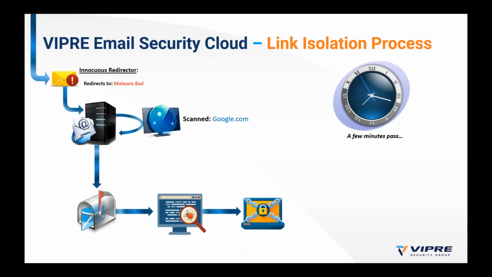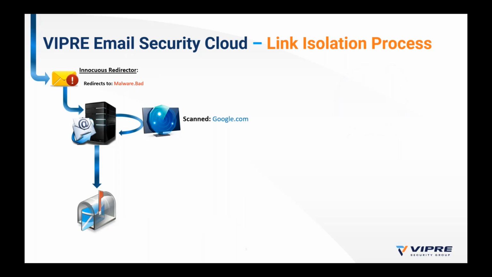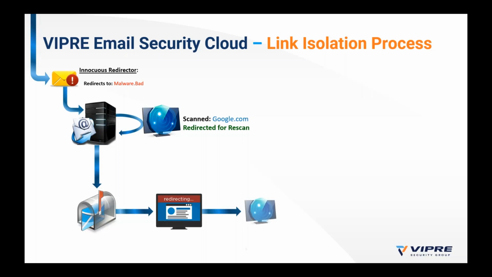However, the way link isolation works is when something's received, even if it initially looks good and looks like google.com, we're going to redirect all of them for a rescan on click. So the person receives a message, they click the link, and we scan it right now to see, oh, it goes to malware.bad. That's bad, and we're going to block it.